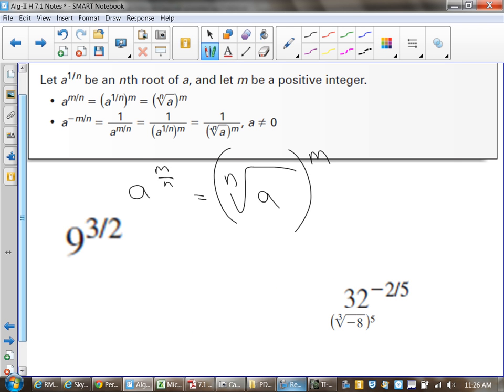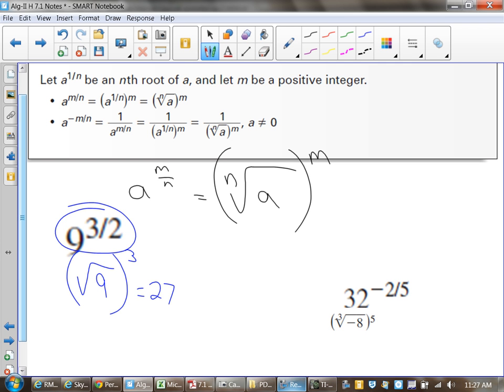my a value is 9. My n value, my nth root, is 2. A 2 root means what? Square root. So this is nothing more than the square root of 9, cubed. What would you do with order of operations then? All right, what do I do in parentheses? Now, when you're working with just the rational ones, you just take the square root of 9 and it's just going to be 3. Then you cube it. What do you get? 27.